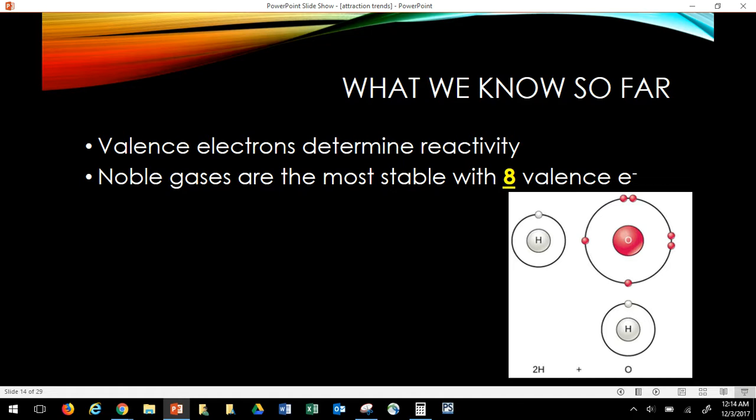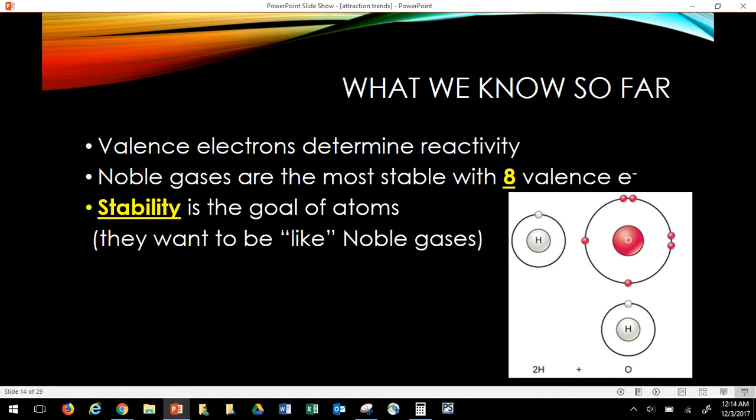Noble gases are the most stable. They have 8 valence electrons, and stability is the goal of atoms. We've seen this already with the electron configurations, the fact that you want arrows all going up when possible. You want arrows up and down filled up when possible. So stability, like noble gases, is the goal of atoms.